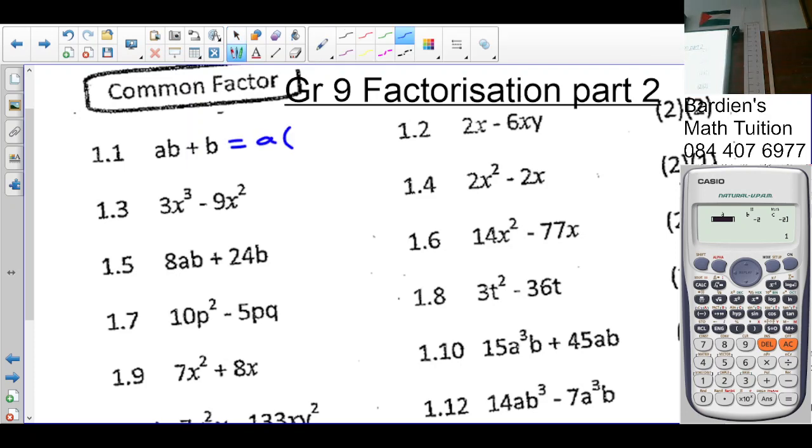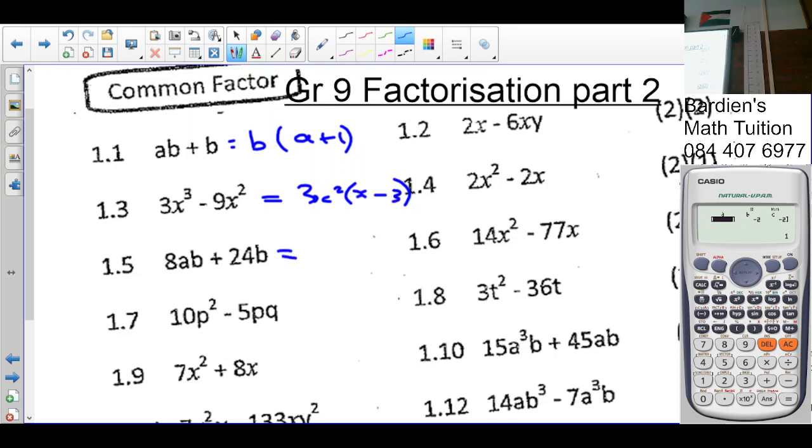Not A, B. 3x squared is common. Yes? 3x squared is common. What are we left with? X minus 3.